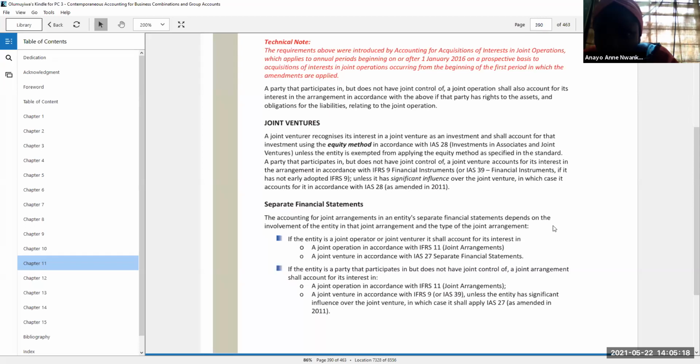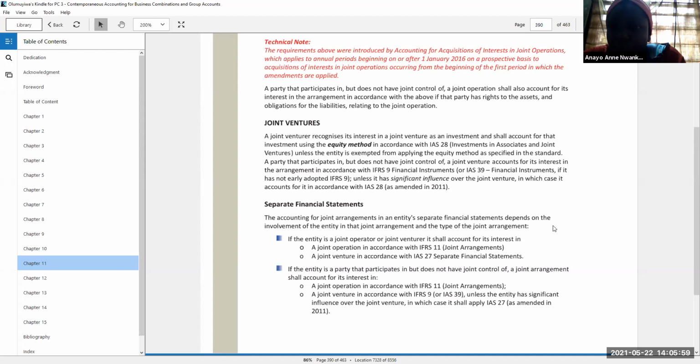Separate financial statements. The accounting for joint arrangements in an entity's separate financial statements depends on the involvement of the entity in that joint arrangement and the type of the joint arrangement. First, if the entity is a joint operator or joint venturer, it shall account for its interest in: one, a joint operation in accordance with IFRS 11, that is joint arrangements, and two, a joint venture in accordance with IAS 27, separate financial statements.